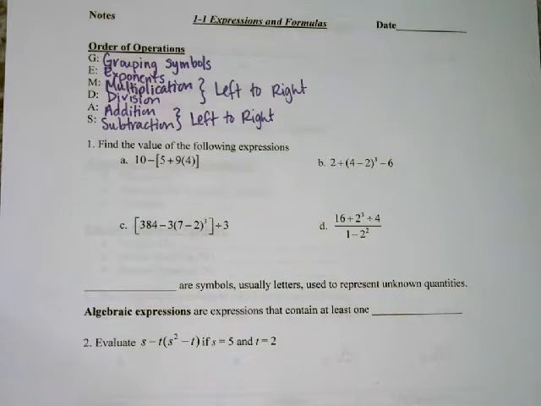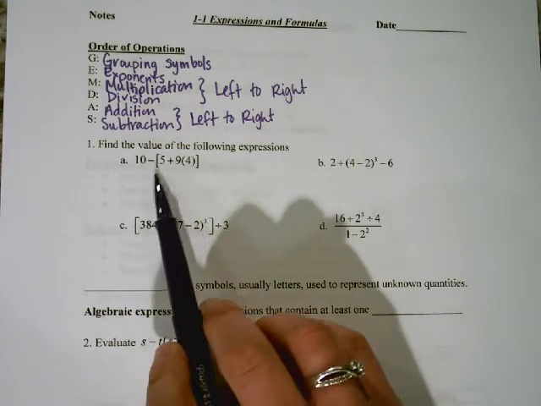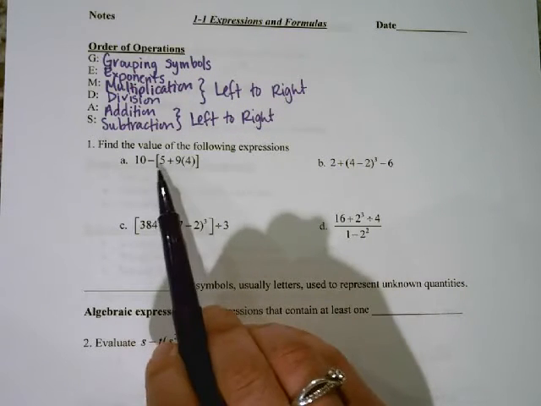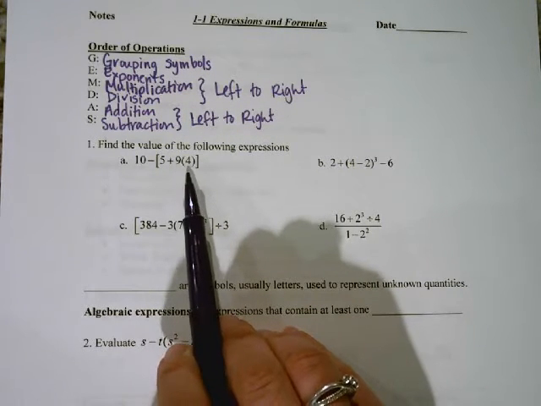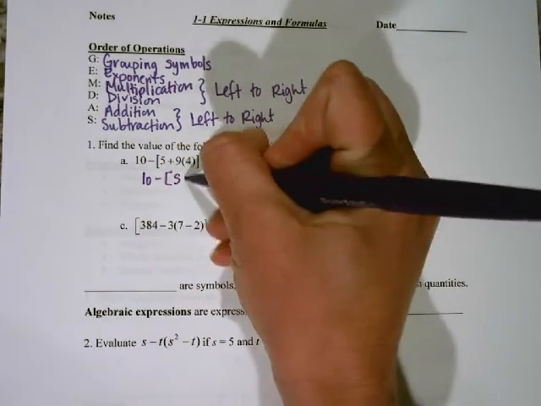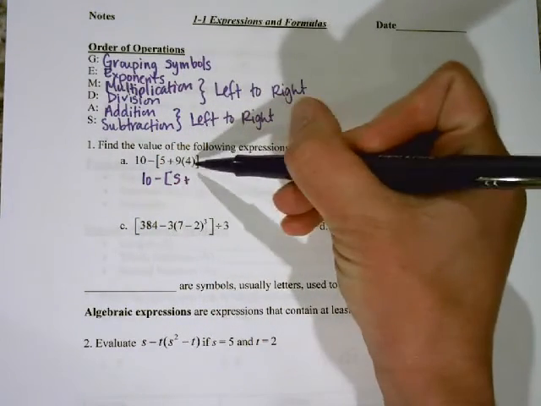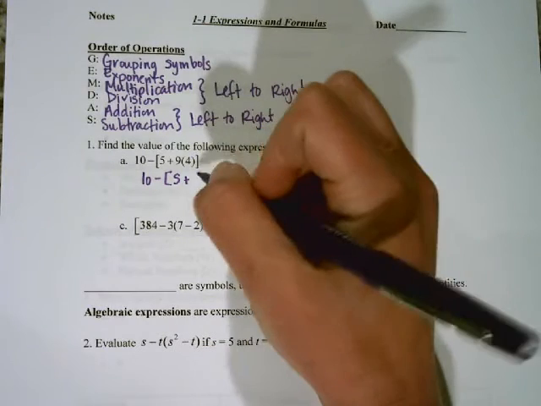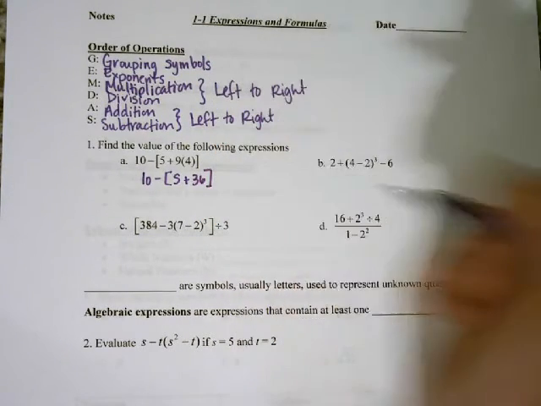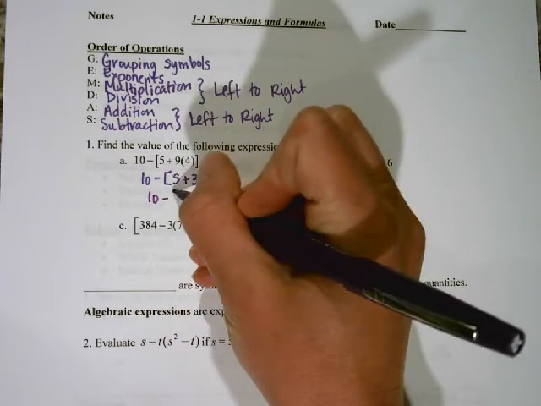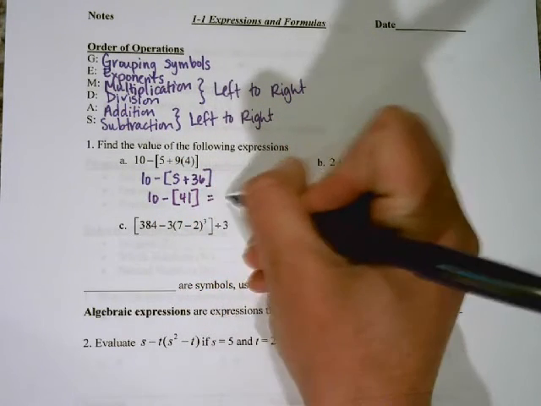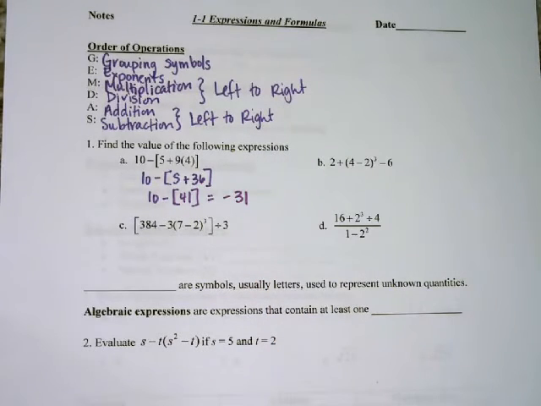Okay, so number 1, part A. If you look at your order of operations, our grouping symbols, these guys are brackets. We don't have parentheses, so that's why I did the G. So I'm going to do inside my brackets first. So I have 10 minus 5 plus, and then inside of them I have to do the multiplication first. 9 times 4 is 36. So I have 10 minus 5 plus 36 is 41. So I have a negative 31.